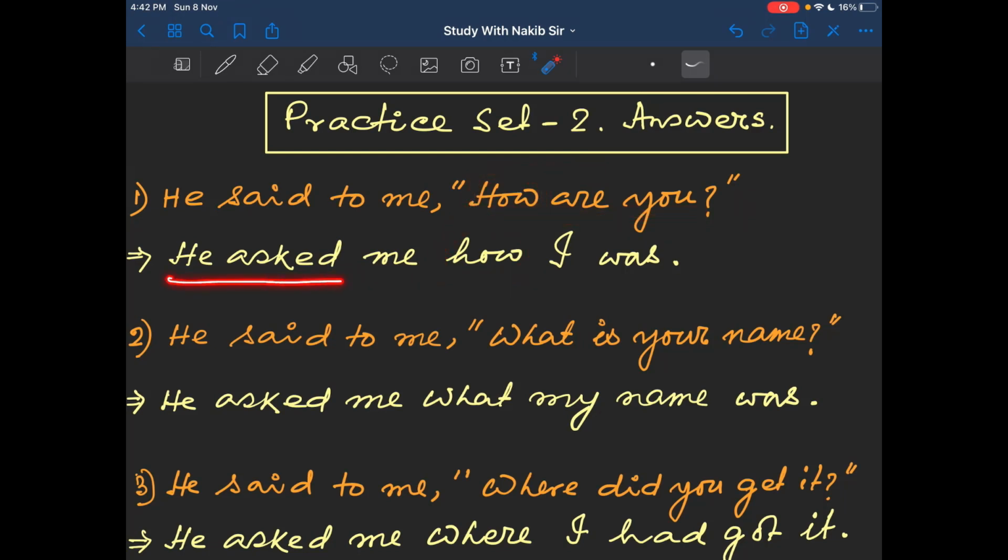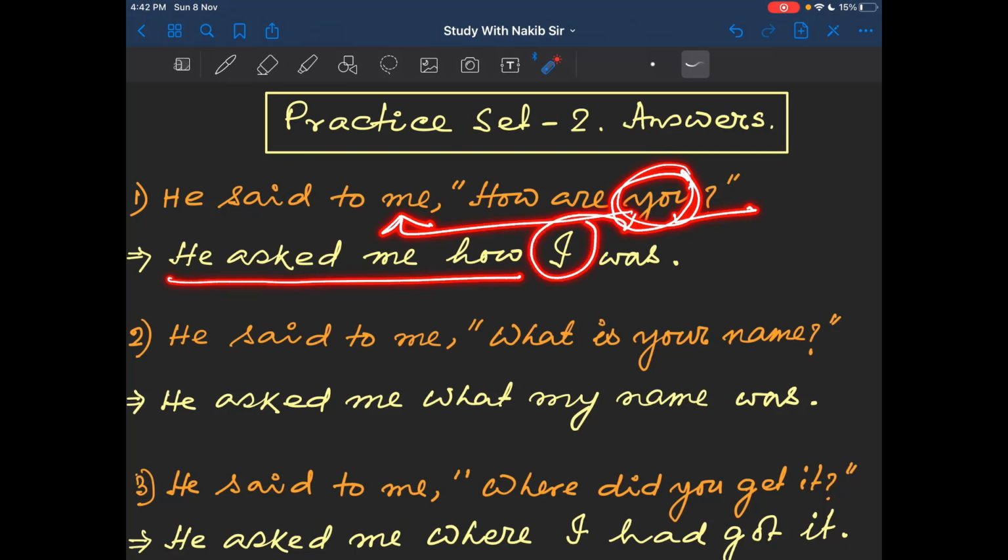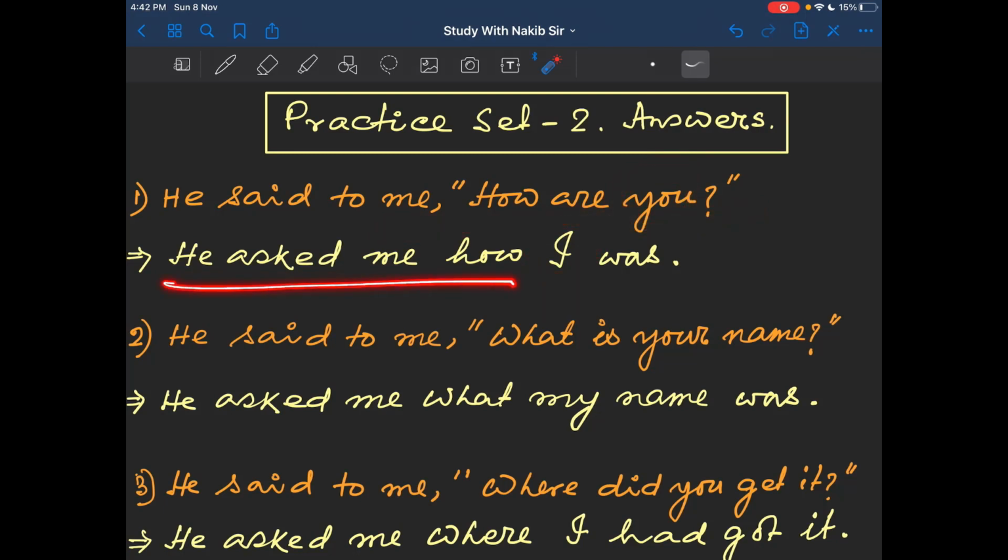So you have got he asked me how. And after that connective, the subject will be used. So it will be changed in the indirect speech according to the number and person of the object of the reporting speech. Here it is the second person pronoun, so it will be changed to I. So your answer is he asked me how I. Now see, after I, am is there. Am will be changed to the past form was. So your full answer is he asked me how I was.